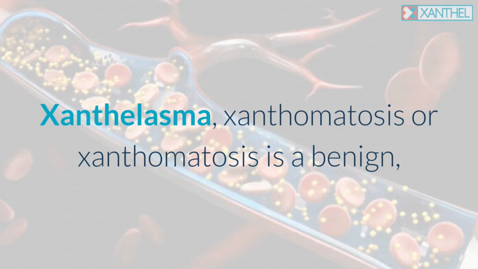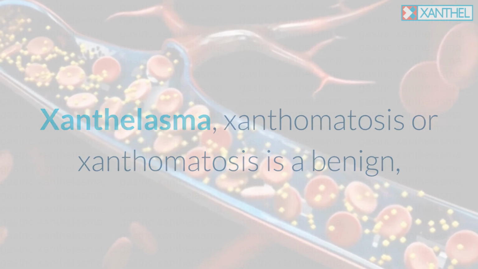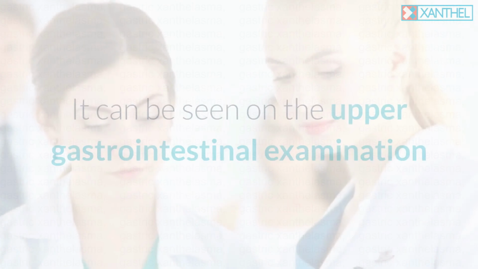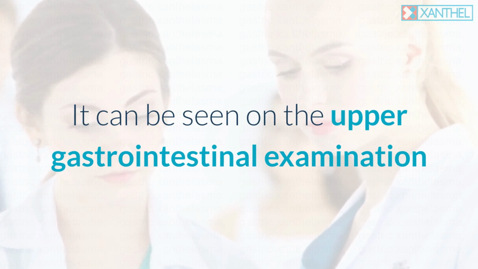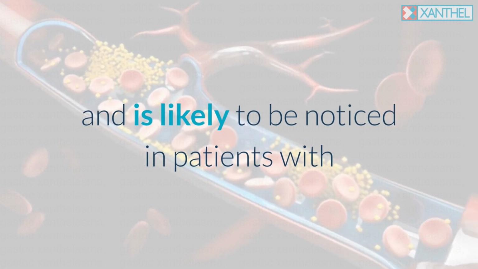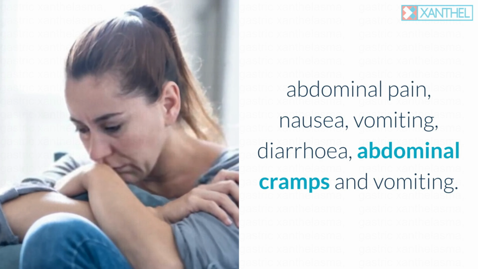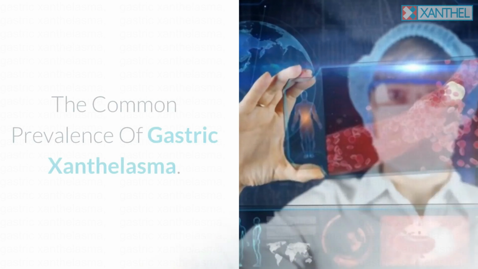Xanthelasma, xanthomatosis or xanthomatosis is a benign, asymptomatic lesion that is found randomly in the gastrointestinal tract. It can be seen on the upper gastrointestinal examination, and is likely to be noticed in patients with abdominal pain, nausea, vomiting, diarrhea, and abdominal cramps.